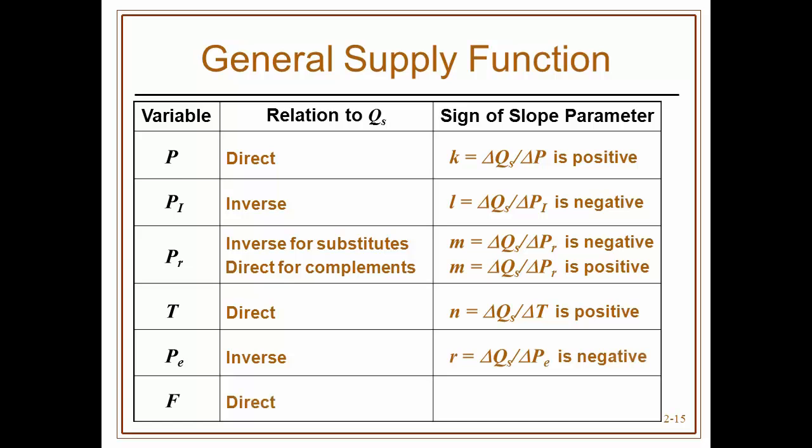The number of firms in the industry would also be direct. If there are more firms, then even if the price stays the same, the quantity supplied would go up, making that coefficient positive as well.